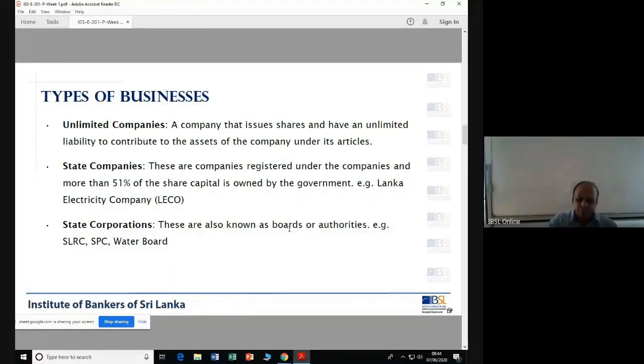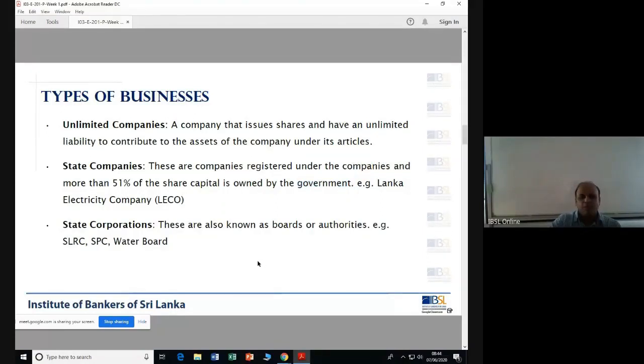I have given an example also. So it is very clear that you are the holder of more than 51% of the shares of that company, and the major shareholder or the owner of that company is going to be the government.